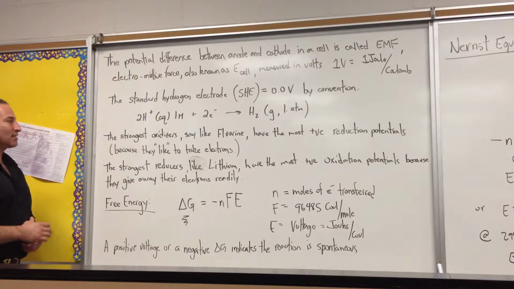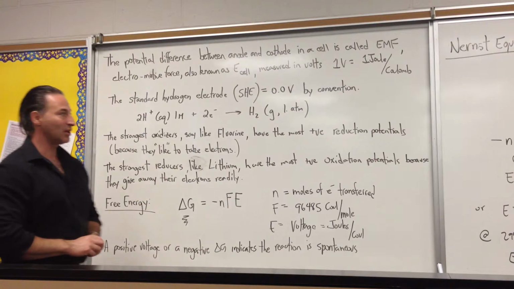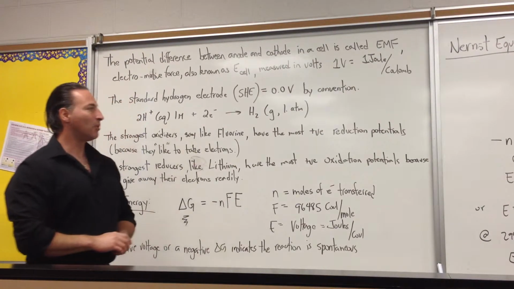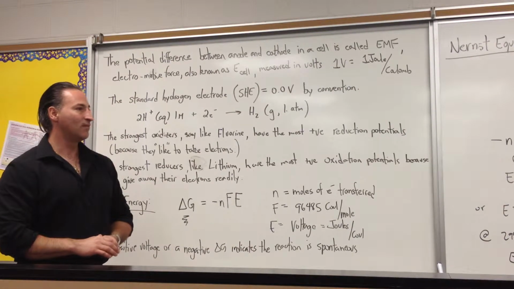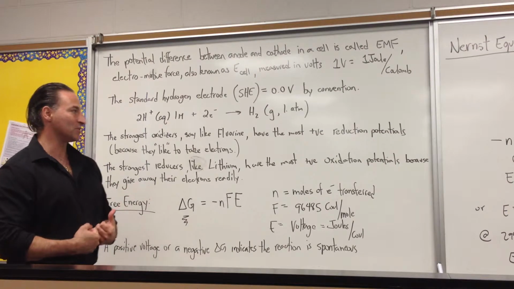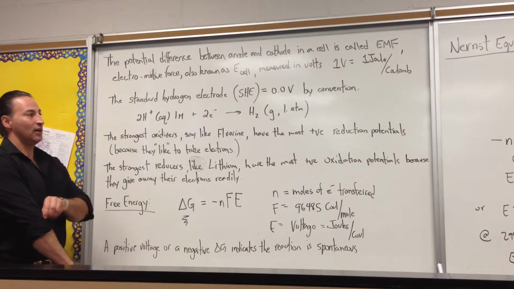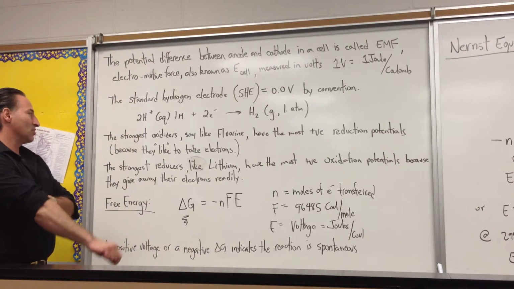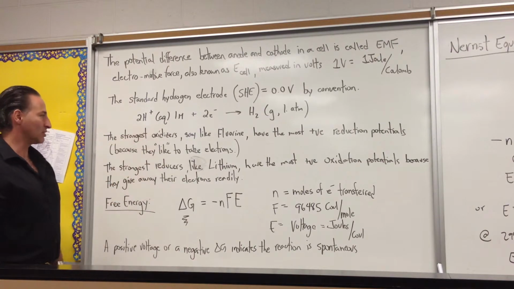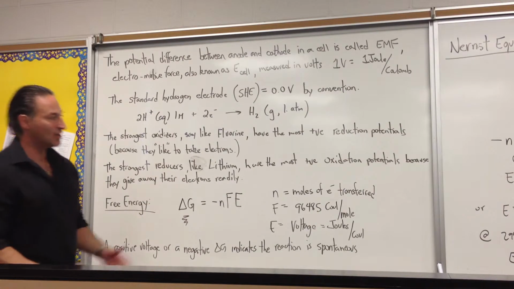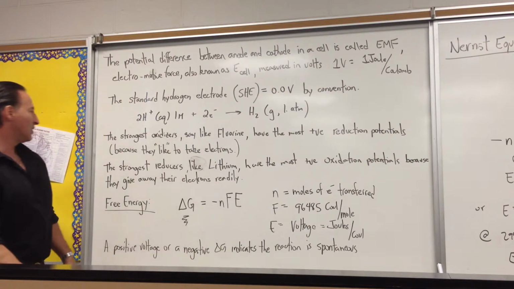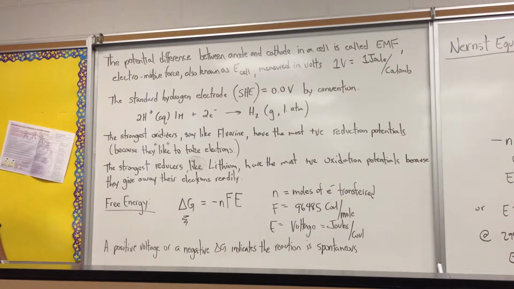The strongest oxidizers, say like fluorine, which is the most electronegative element, have the most positive reduction potentials, meaning they will take electrons. They're very favorable to taking electrons because they are highly electronegative. So they like to take electrons. I use a little anthropomorphism there. Whereas the strongest reducers, like lithium, have the most positive oxidation potentials because they give away their electrons readily.